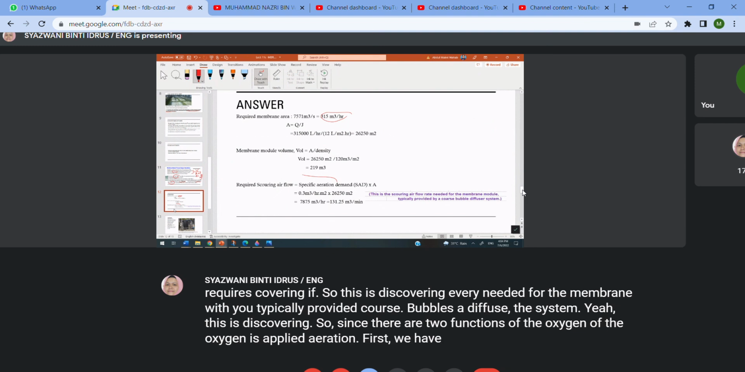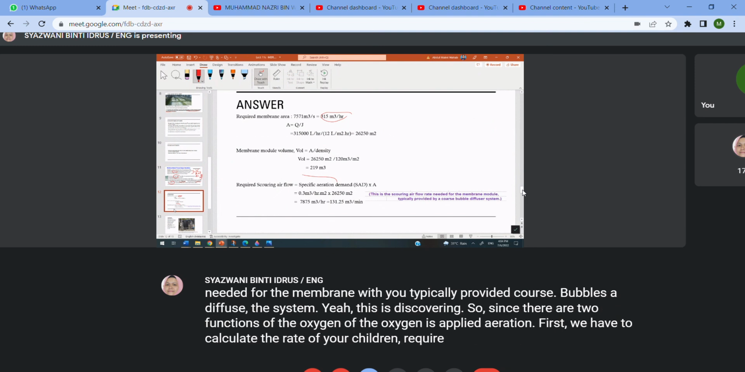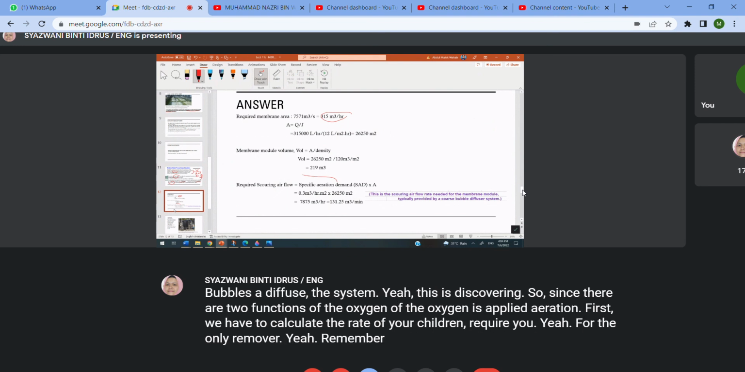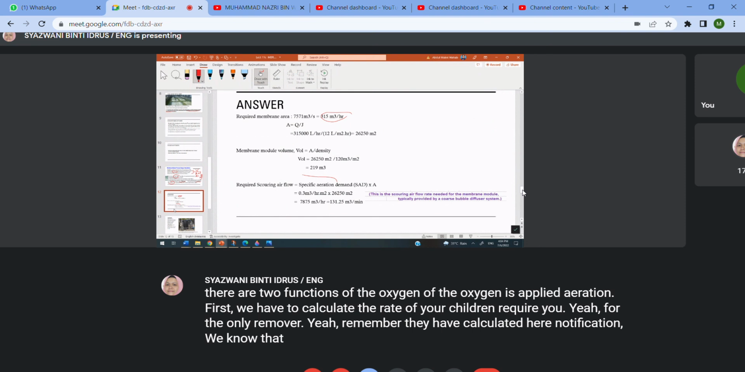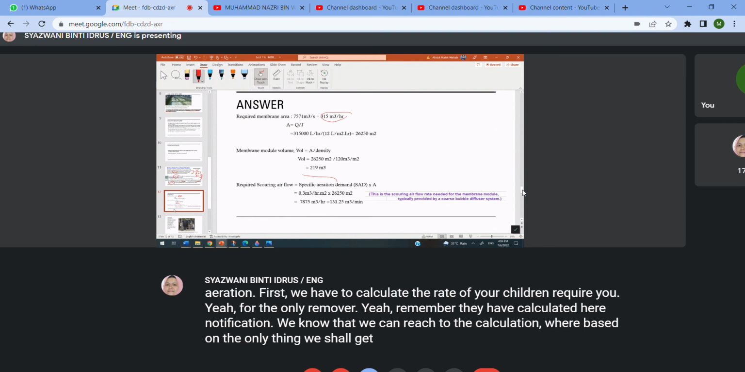First, we have to calculate the rate of the oxygen required for the BOD removal. Remember that we have calculated earlier for the nitrification and denitrification, and we can reach the calculation where, based on the BOD loading, we get the amount of oxygen required.